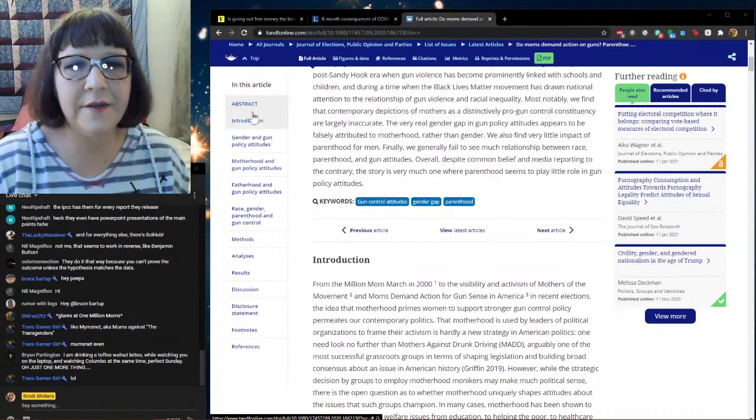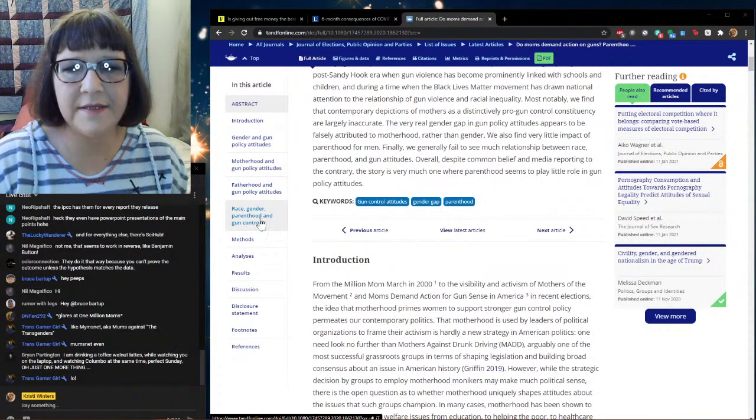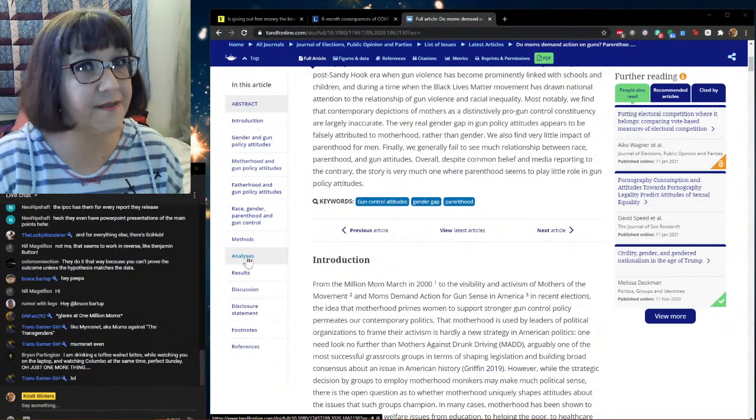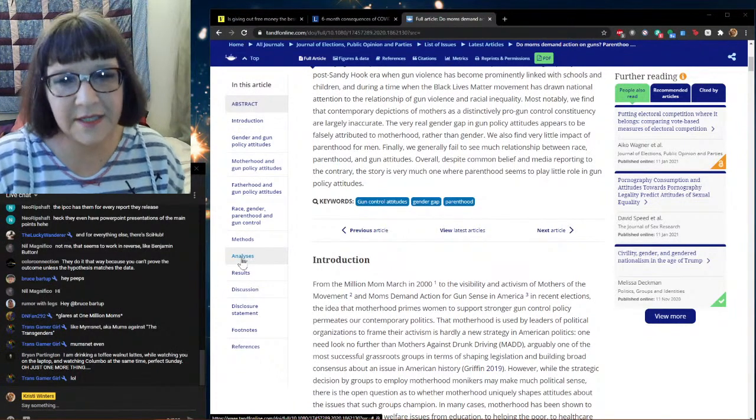So we have our abstract or introduction, then the introduction is the background about gender and gun policy attitudes, motherhood and gun policy attitudes, fatherhood, race, gender, and parenthood. Then they have their methods. Then again, they present their analysis, which is different from the results section. They will do a lot of different models, I'm sure, and present a lot of different tables.